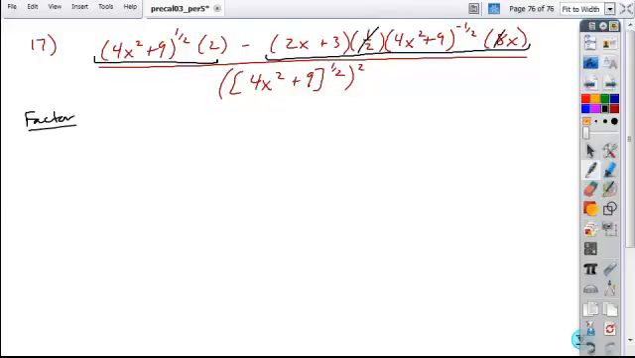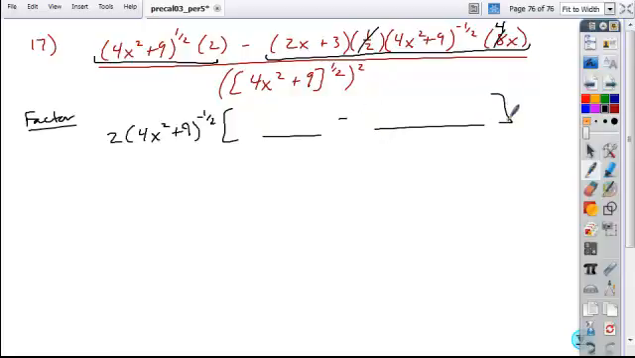What is 1/2 of 8? Just a 4, right? So between 2 and 4, what common factor can you remove? 2. And let's go to our next base, the 4x squared plus 9. That's a common factor to both groups. So we're going to take out the smallest power, which is what? The negative, right?